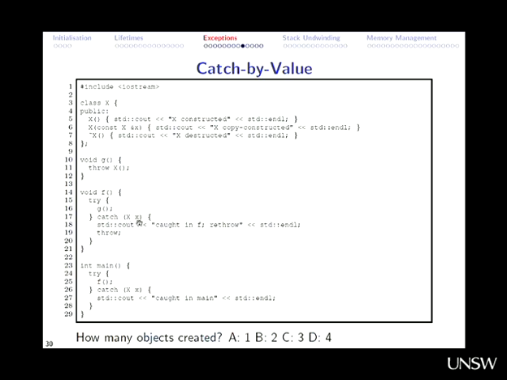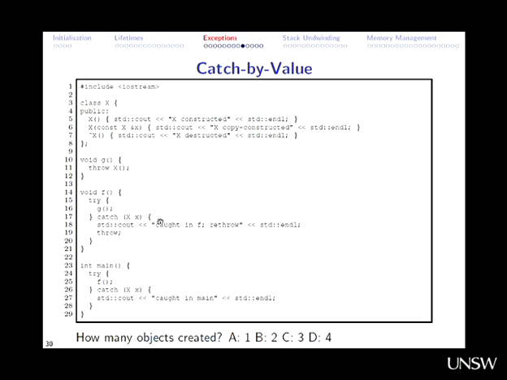We catch by value. We catch by value on line 17, and therefore we've got a copy. We've now got 2 objects constructed.